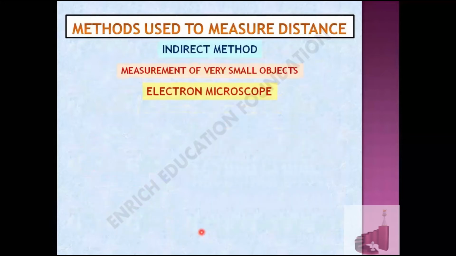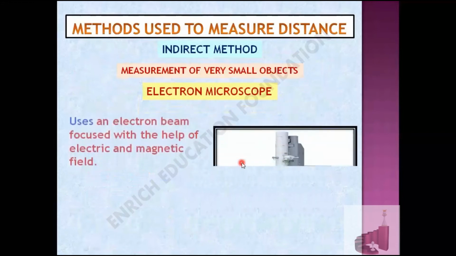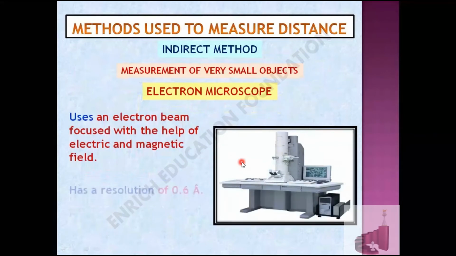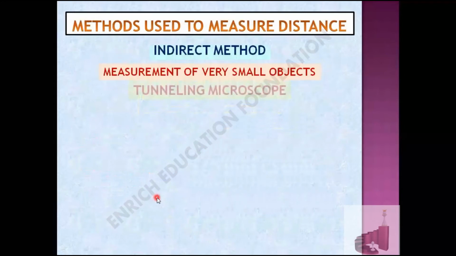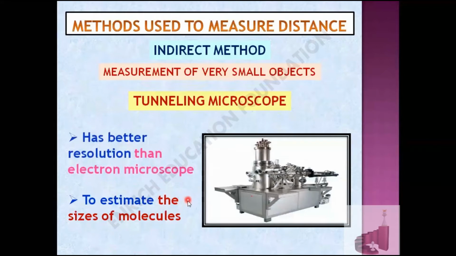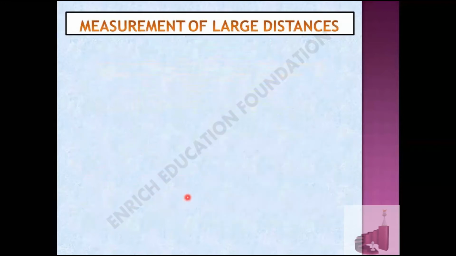The next method of measuring very small distances is with the help of the electron microscope. In the electron microscope, electron beams are focused with the help of electric or magnetic fields. This has a still higher resolution of about 0.6 angstrom, and as a result, it is possible to study the structure of atoms and molecules in a material with this electron microscope. Still more resolution is found in the case of the tunneling microscope, where again the size of the molecules can be studied. Till now, we have seen the measurement of very small objects.